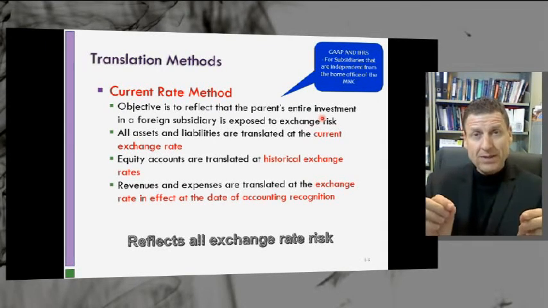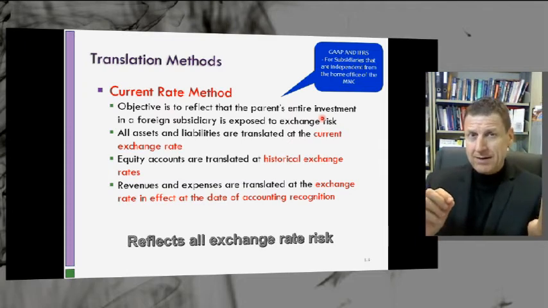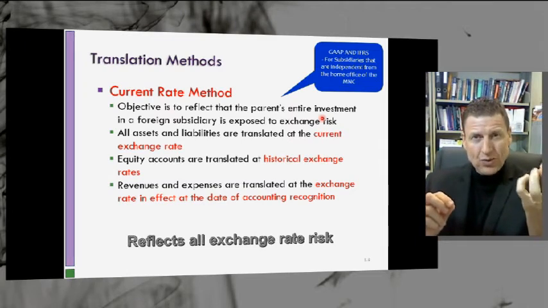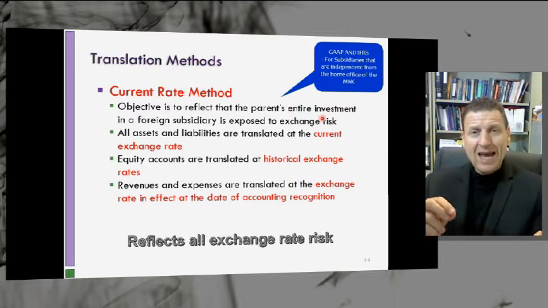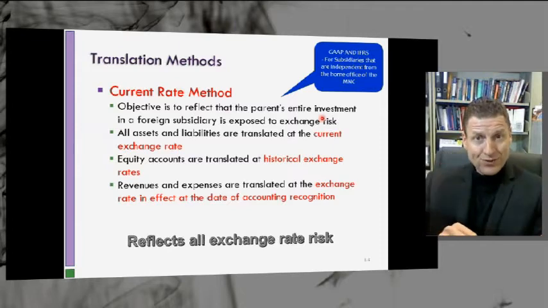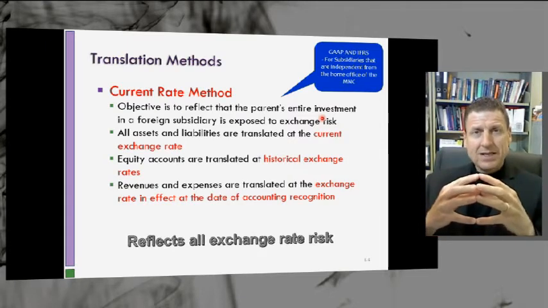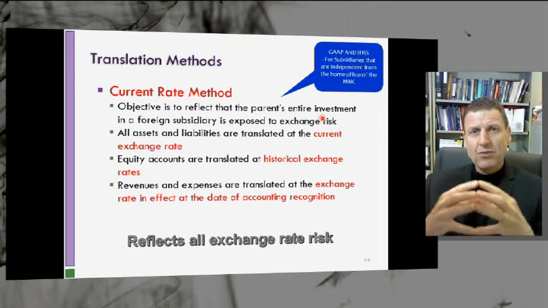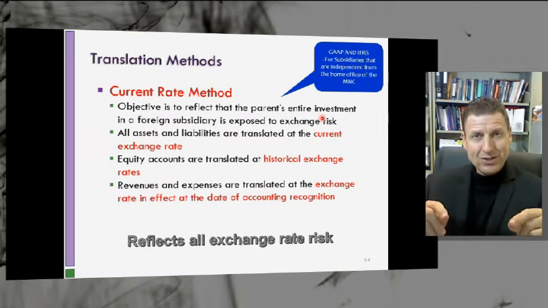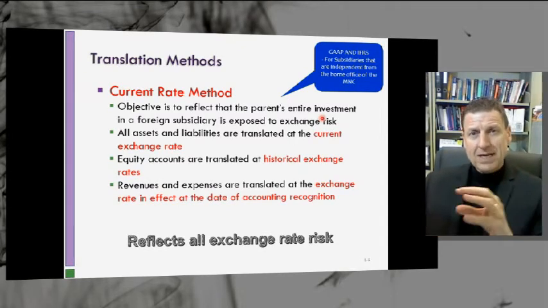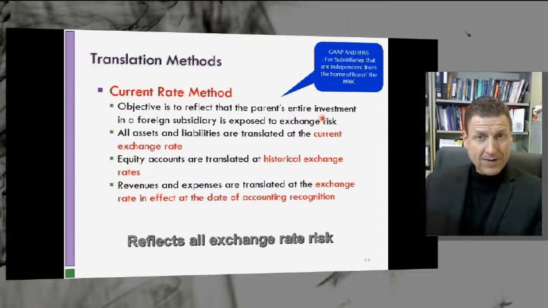We use the current method to reflect that, because that independent investment in total, in one big package, can go up in value, can go down in value as the foreign exchange rate appreciates or depreciates. It's not just some of the assets, like the current assets, that go up and down. The fixed assets go up and down also. And this is the difference. This is the different orientation that the current method has. And you are allowed to use the current method if the multinational is treating its subsidiary like an investment.